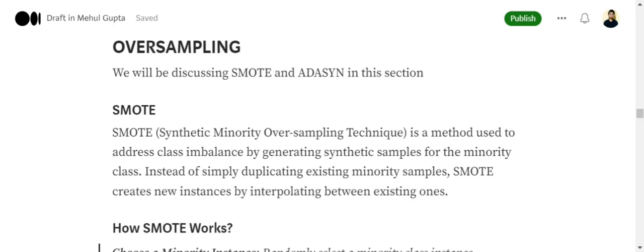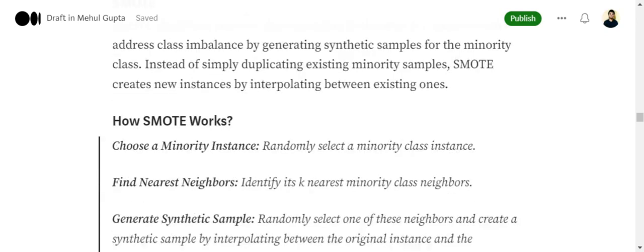So rather than just repeating the data set itself, we would try to generate some synthetic samples using the minority class samples that we already have. In this, SMOTE helps us a lot. It is a very popular algorithm. Now let's see how it works.